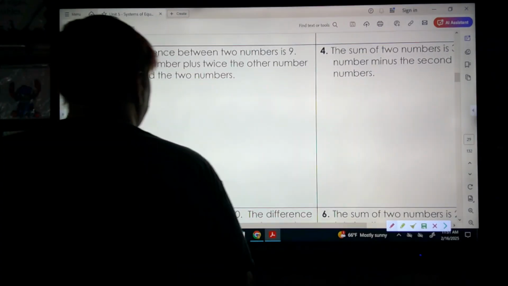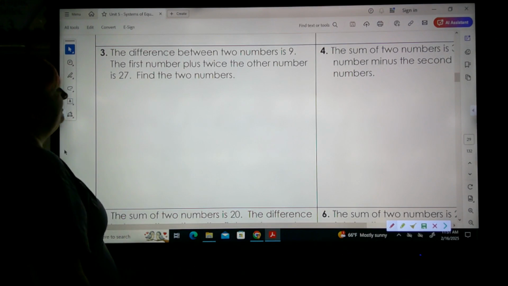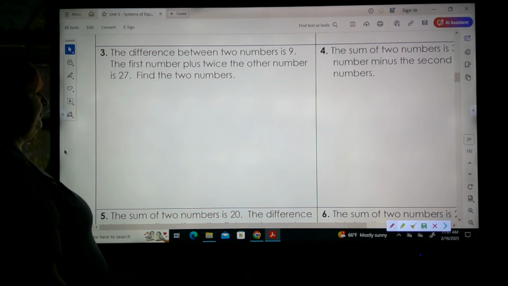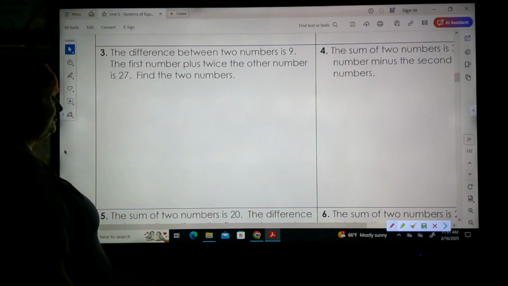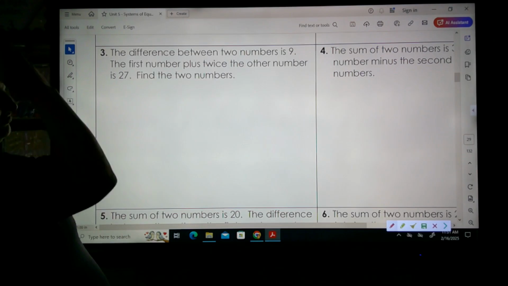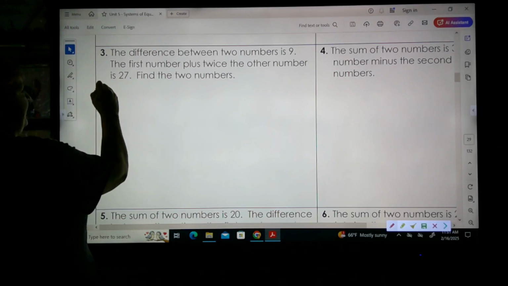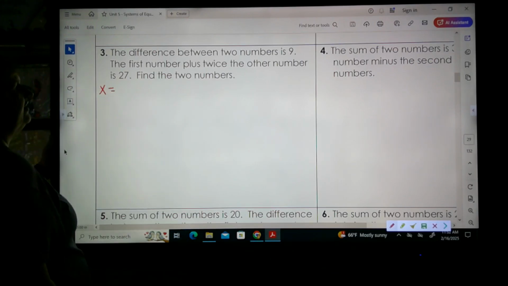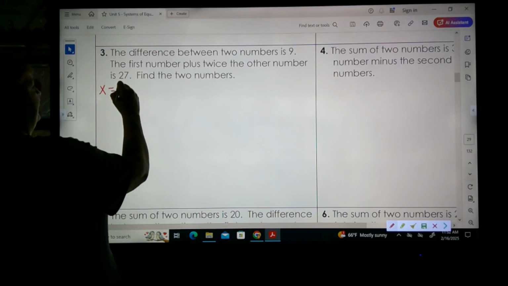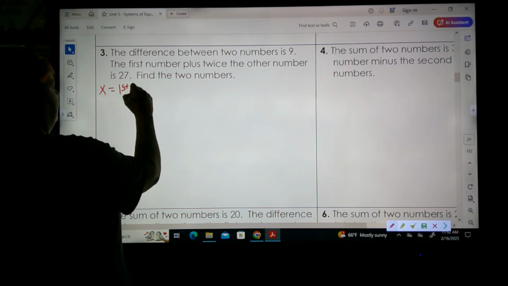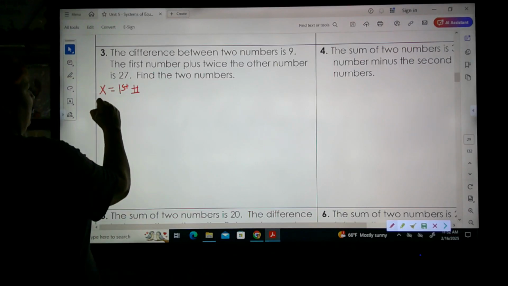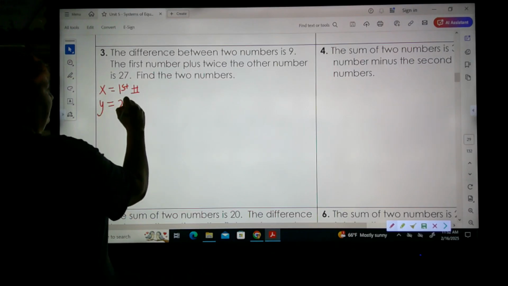The difference between two numbers is 9. The first number plus twice the other number is 27. Find the two numbers. All right, so first we have to define the variables. So let's say x is the first number and y is the second number.